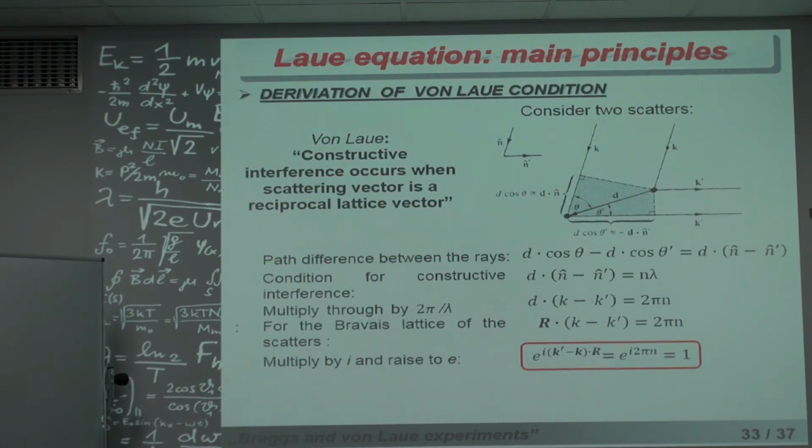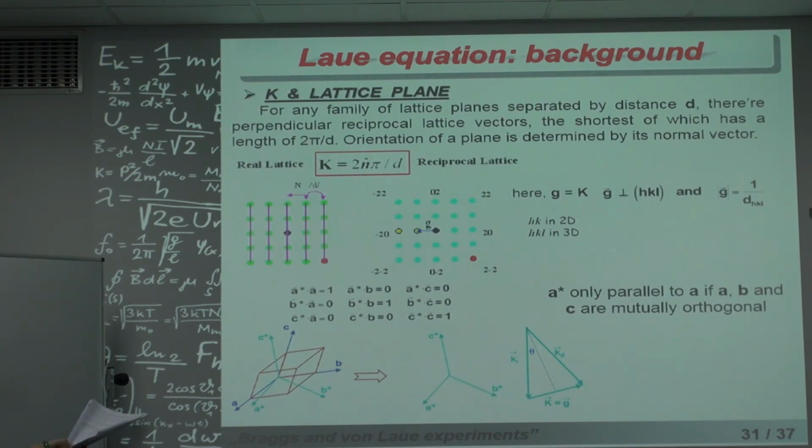So, for example, we have the original real lattice, the real coordinate system. Going to reciprocal, we will get the blue one. A with a star represents the parameters of the reciprocal lattice, and they are parallel to A only in special cases. For example, A star is parallel to A only if A, B, and C are mutually orthogonal.